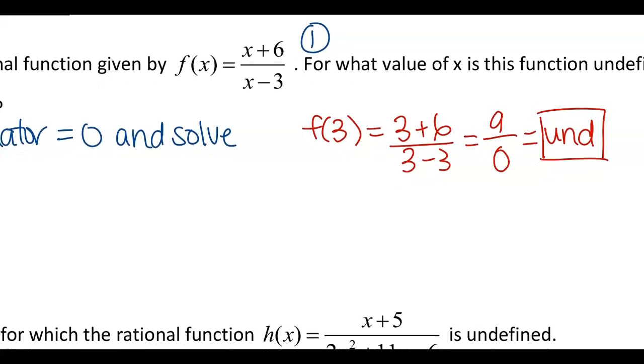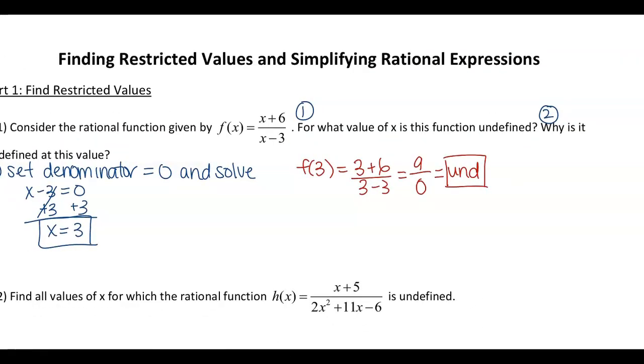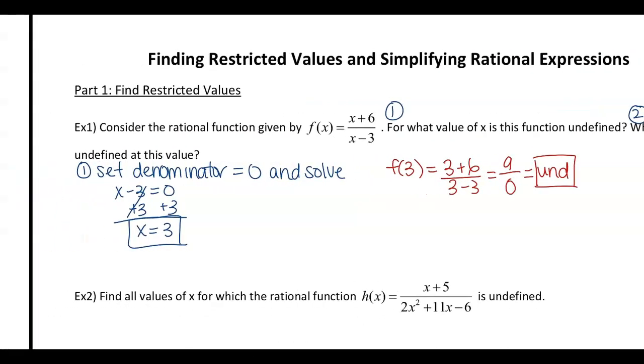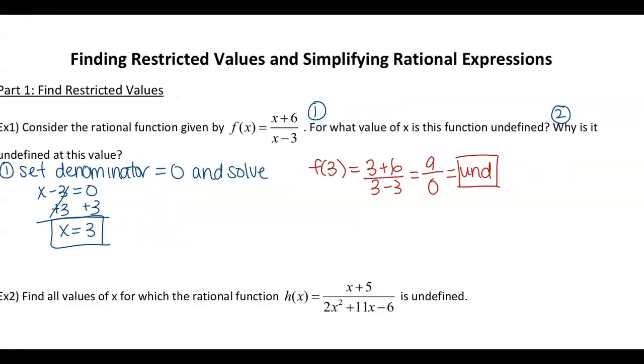So step 2 on the problem said, why is it undefined at this value? Well, we just proved it here. Whenever it's undefined at this value, that means you have 0 in your denominator. So this is step 2. That was undefined for that denominator. You can't divide anything by 0. So that answers question 2.